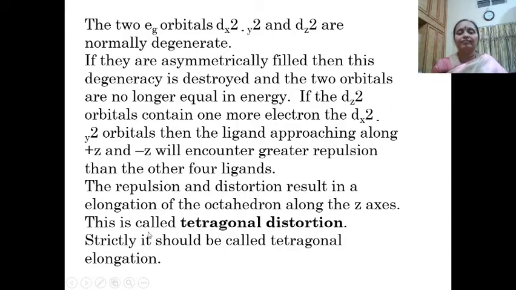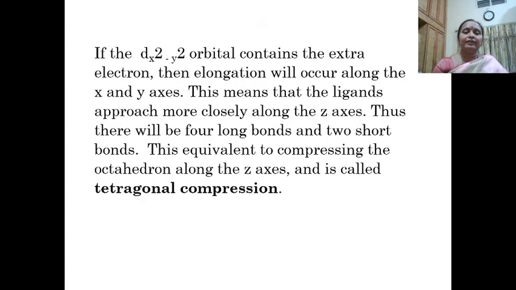This elongation is called tetrahedral distortion. Strictly, it should be called tetrahedral elongation. If the dx square minus y square orbital contains the extra electron, then the elongation will occur along the x and y axes. If dz square contains one extra electron, then the elongation is along the z-axis.